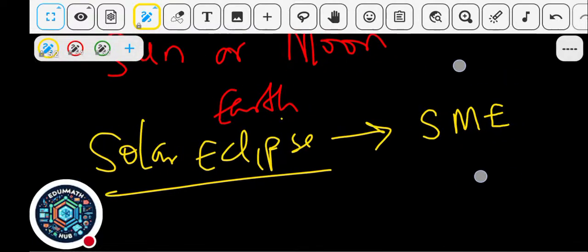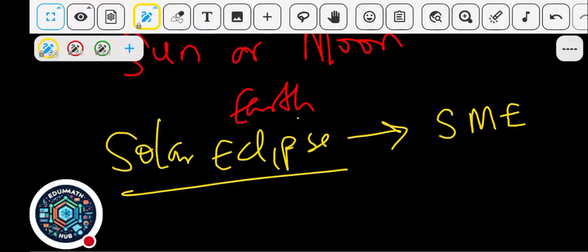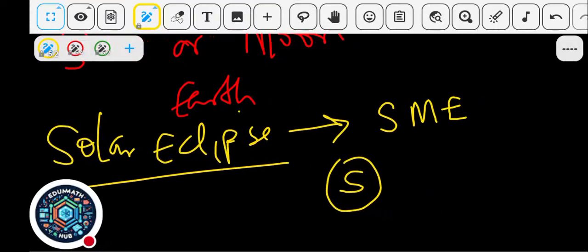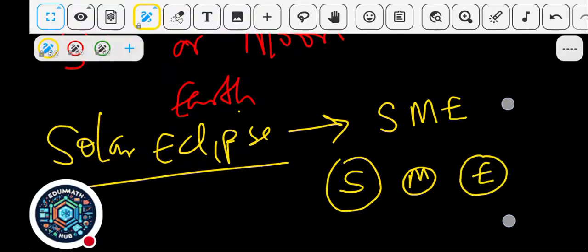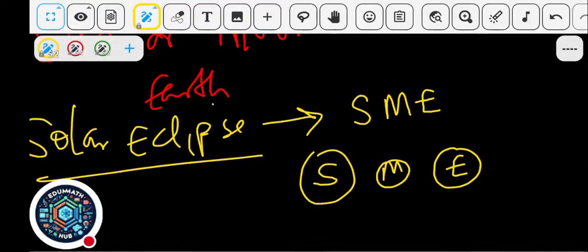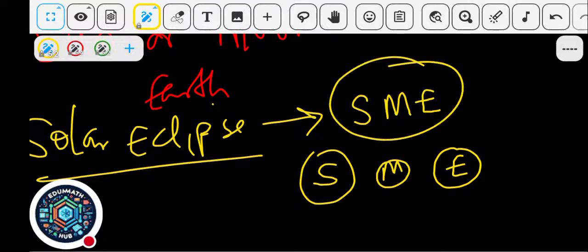So when the moon lies in between the sun and the earth, you have what is called solar eclipse, or eclipse of the sun. So you have the sun like this, the moon will now be in the middle between the sun and the earth, and the earth will be here like this. This is what is called solar eclipse. This is how it occurs. So the formula is SME. Once you remember SME, just know that it is eclipse of the sun.